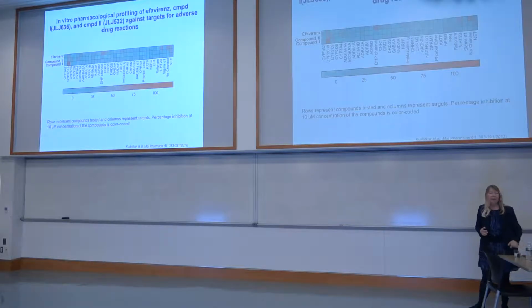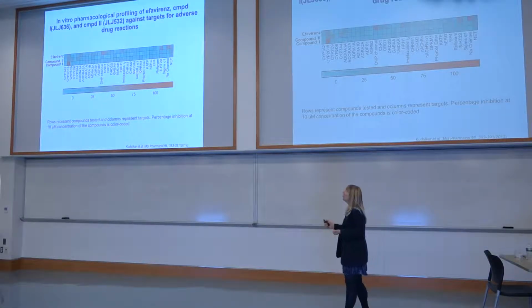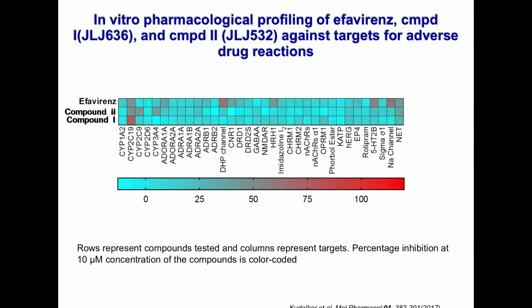So we did some pharmacological profiling with this compound, because we really wanted to look for potential off-target effects. This compares it as well as this other compound, 532. I've listed them here as compound 1 and compound 2. In general, you see that they're very nicely devoid of off-target effects, even compared with the efavirenz, which is currently on the market and used in a lot of combinations.